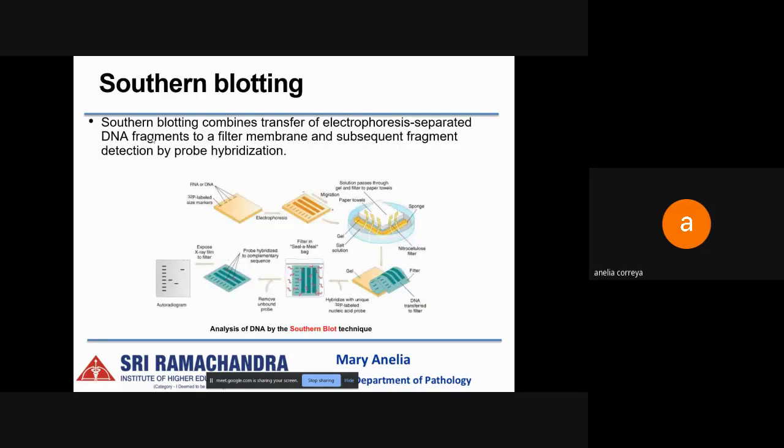Next, coming on to Southern blotting. Southern blotting combines the electrophoresis technique and helps to separate the DNA fragments onto a filter membrane, which is then detected using probe hybridization. But newer methods like next generation sequencing have now replaced this technique.